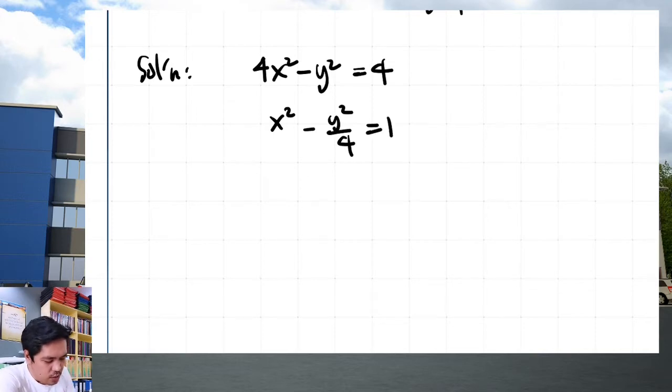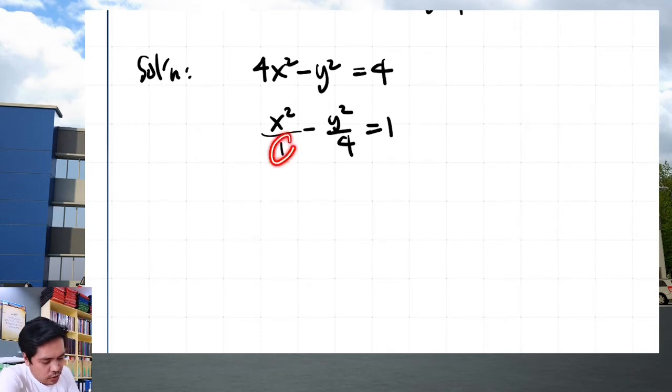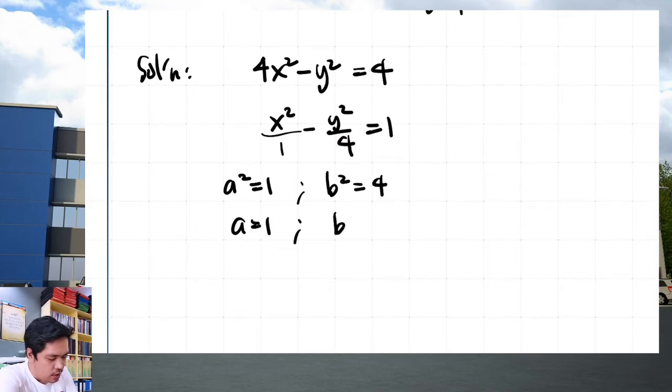So it follows that there is a 1 here, right? x squared over 1 is just x squared, so we just put that. That means, since x comes first and x squared is positive, it's opening to the sides. Okay? So this is our a. It follows that a squared is equal to 1, and this one is our b, and b squared is equal to 4. So a is equal to 1 and b is equal to 2.